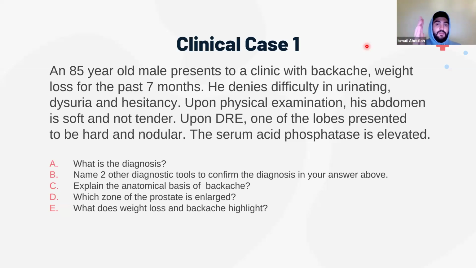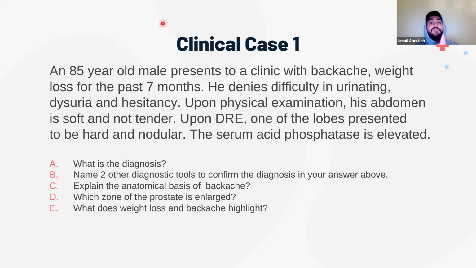And also, this clinical case is so good that it even told you that the serum acid phosphatase was found to be elevated. So, what do you think is the diagnosis? Yes, it's going to be prostate cancer. So, the age, the DRE findings, and the serum acid phosphatase are all three indications that this is a prostate cancer case. And this is not BPH.